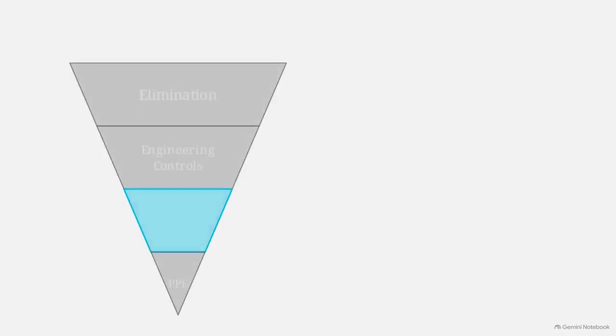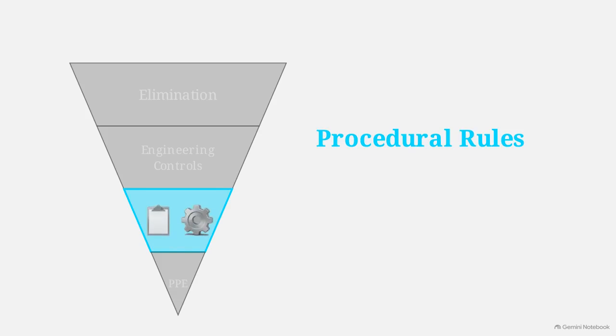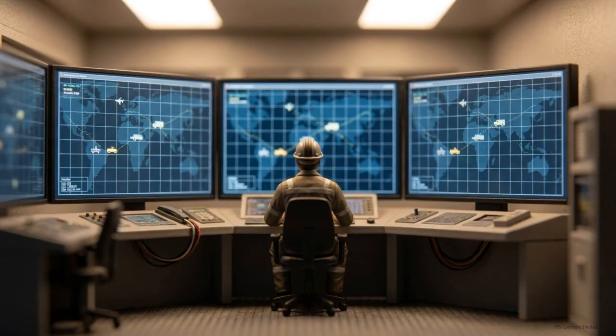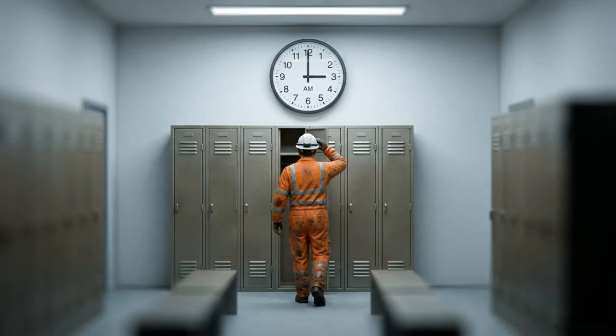Below that is Layer 3, administrative controls. These govern human behavior around the residual hazards that could not be engineered away. This includes site-wide traffic management rules, coordinating the movement of dozens of heavy vehicles through strict protocols that operate much like an air traffic control system. It also requires strict human factor management.